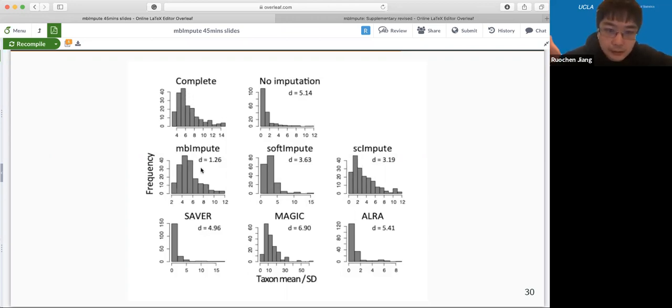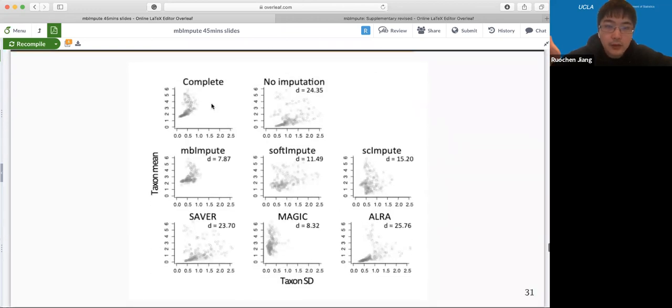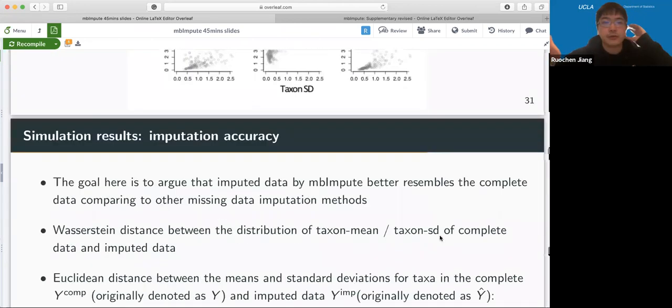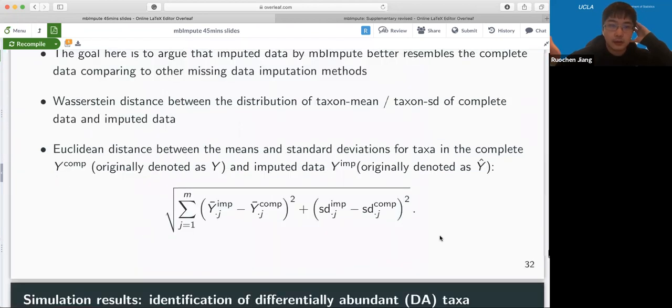Here I use a distance called the Wasserstein distance, and the smaller the distance, the better. So our method has the smallest distance with the complete data. I also plot the taxon mean versus taxon SD. This is the shape in the complete data. This is when we introduce more zeros into the original data. And this is what has been recovered by our method, and those are for the other methods, and our method is still better.